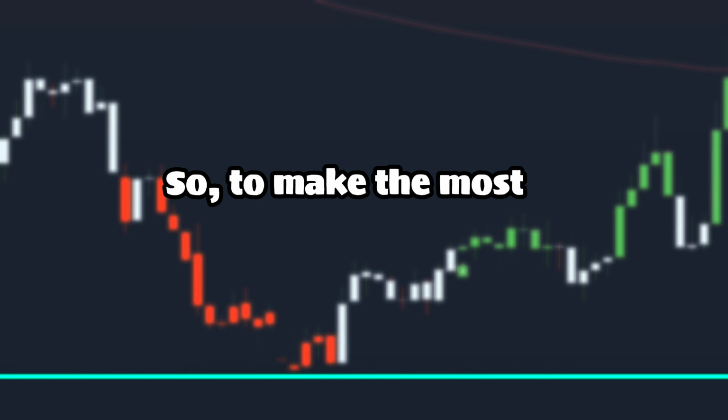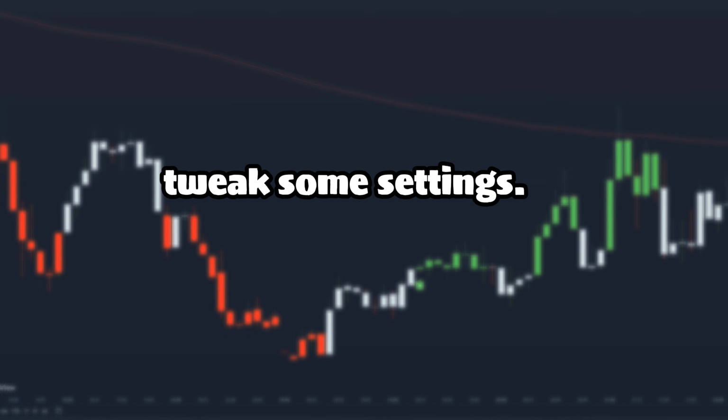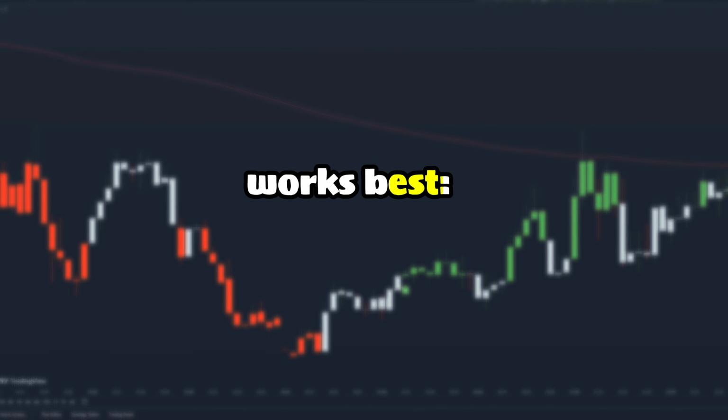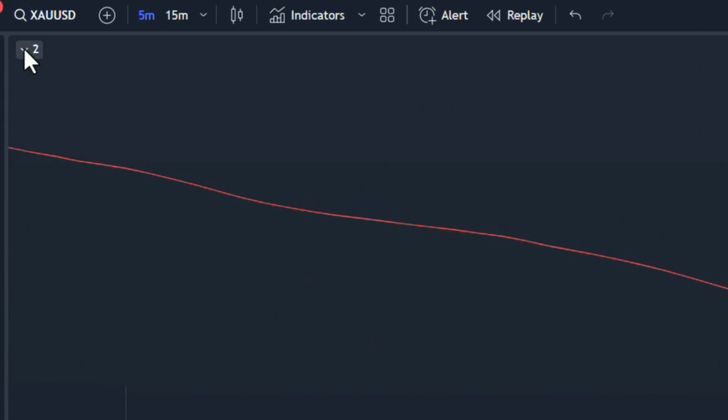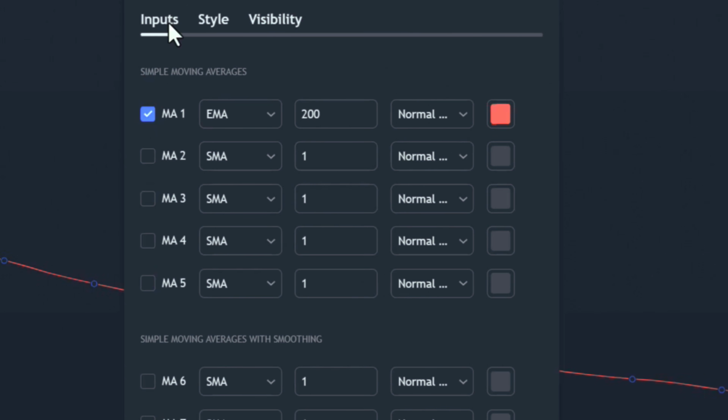So now, to make the most out of this indicator for identifying trends, you'll need to tweak some settings. Here's what I found works best. First, go to the indicator settings and navigate to the Inputs tab. Start by changing the first option to EMA. Then set its period to 21 and customize the color as you prefer.